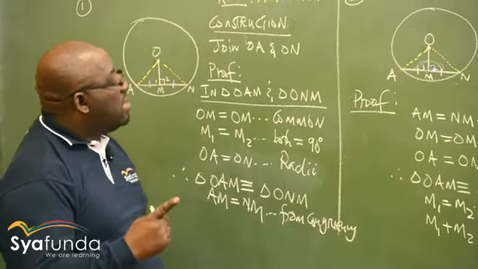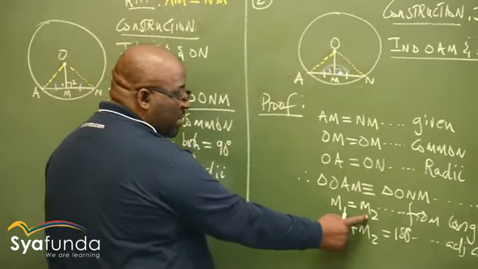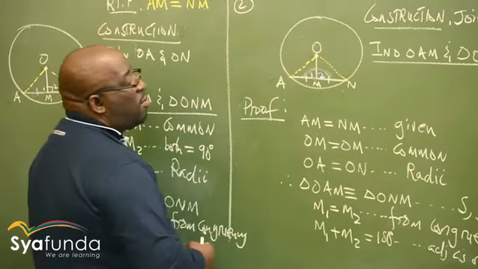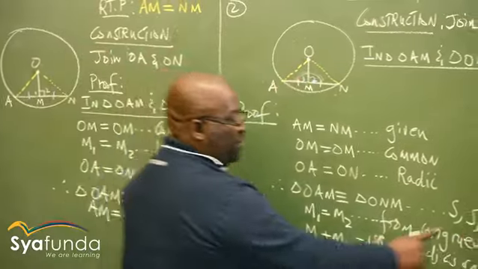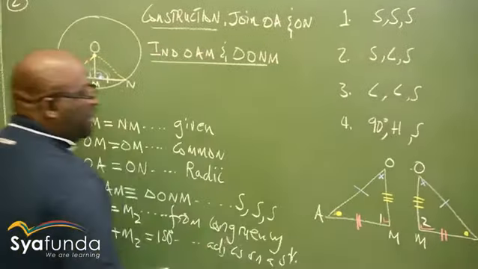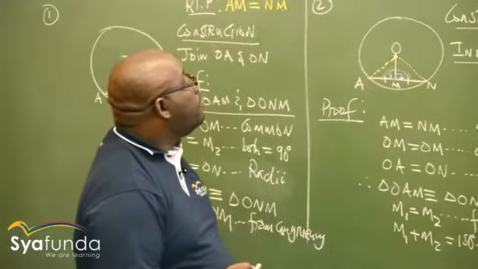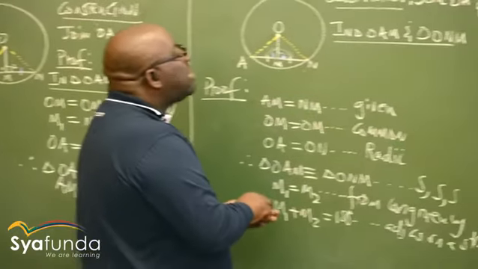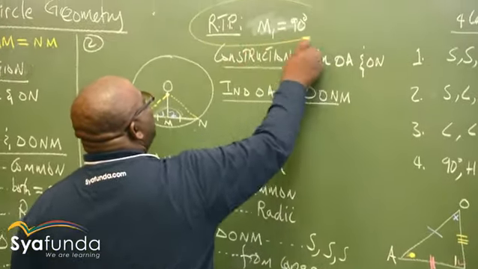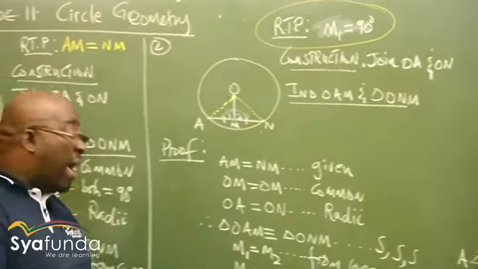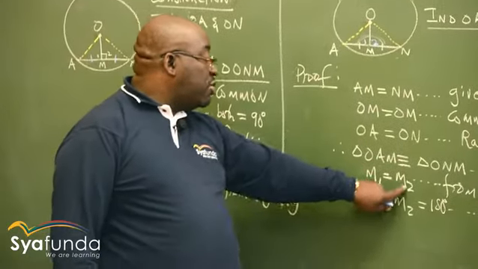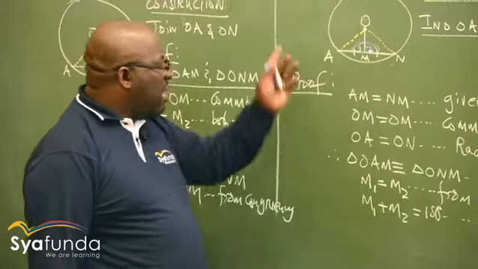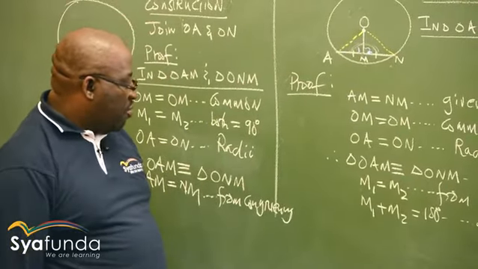But we've just said that M1 is the same as M2 because we got that from congruency. This angle is equal to this one. That's what we've just said. M1 is equal to M2. Remember, we don't lose sight of what we want to prove. This is what we want to prove. We want to prove that M1, not M2, M1 is equal to 90 degrees according to our required to prove.